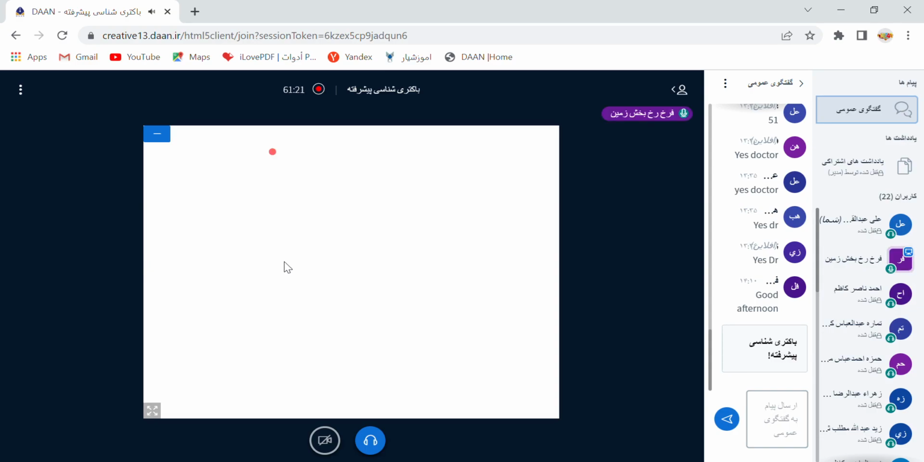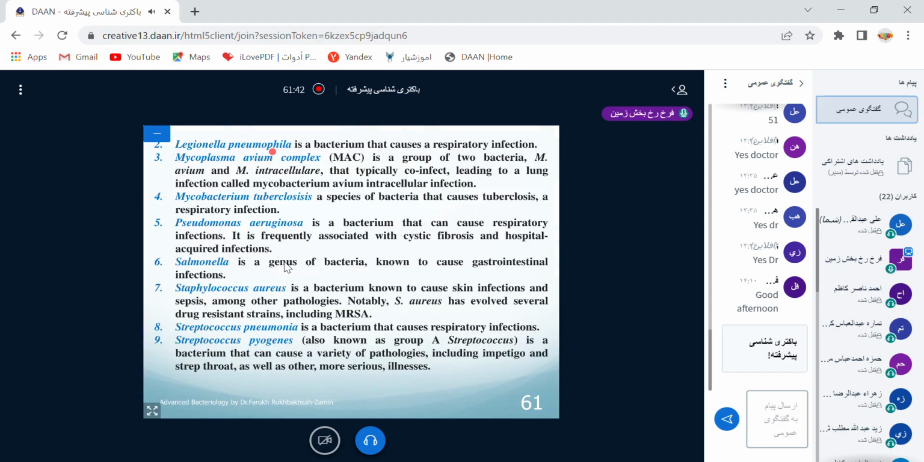Another one is Legionella pneumophila, a bacterium that causes a respiratory infection. It is an opportunistic pathogen. If it finds any person with low immunity, it shows a problem, and the problem is respiratory infection. And mostly when it cannot find a susceptible host, it goes into protozoa and lives in protozoa, and protozoa help it continue its life and help it spread in the environment.